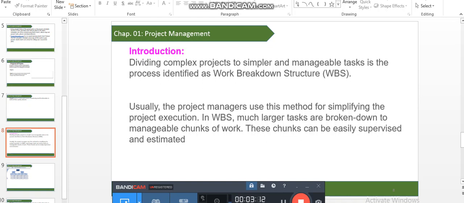Tools and techniques. Decomposition is the subdivision of the project deliverables into smaller, more manageable components until the work and deliverables are defined to the work package level. The work package level is the lowest level in the work breakdown structure. It is the point where the cost and activity duration for the work can be estimated and managed.